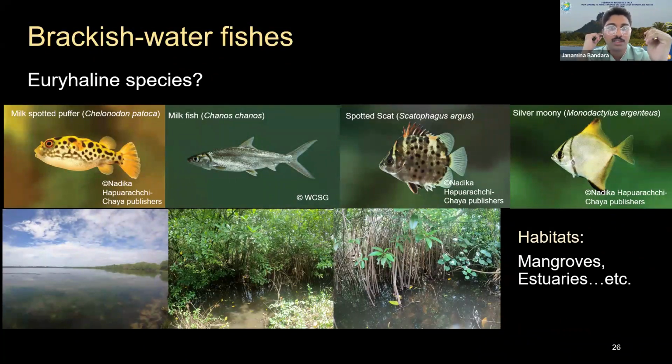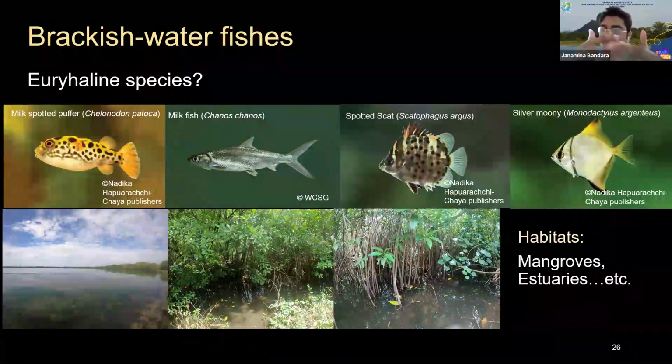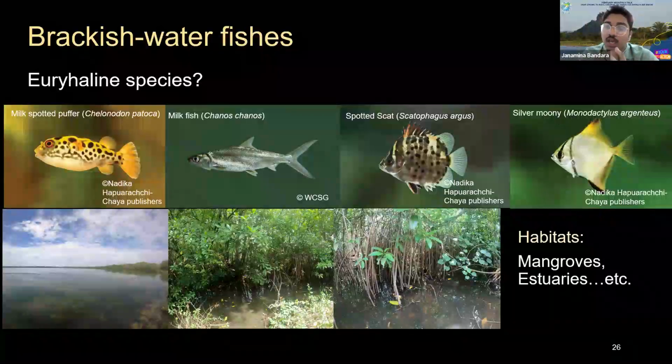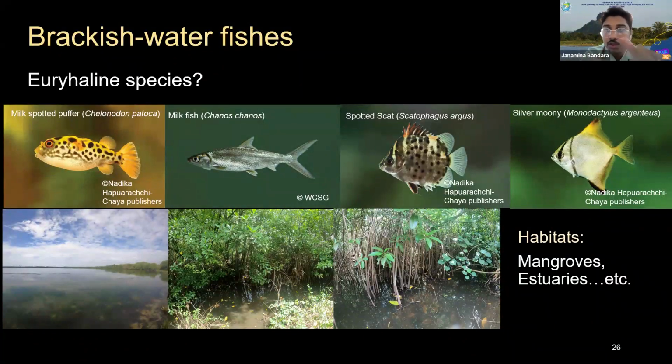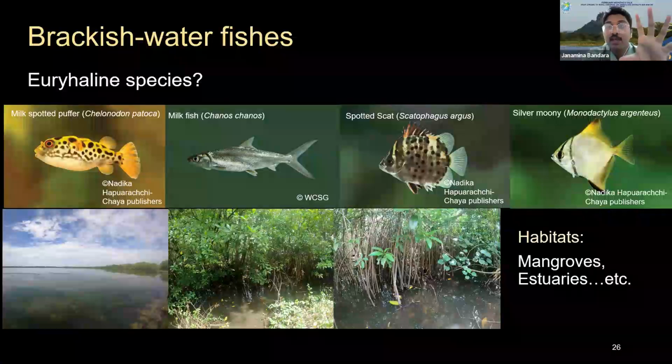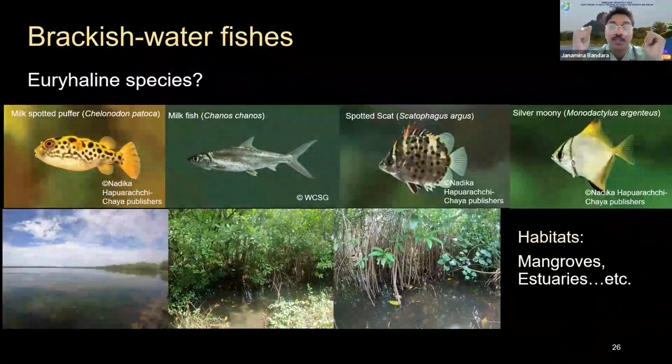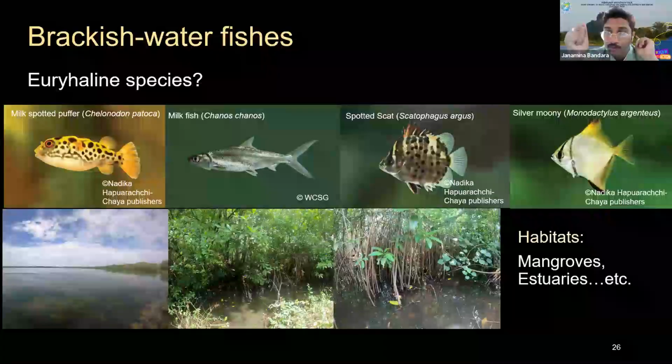So, well, these brackish water fishes, aren't they the same as the freshwater fishes, but just move here and there? No, no. Actually, in brackish water ecosystems, when the salt water and the fresh water mix, in ecosystems such as the estuaries and the mangrove habitats, basically you can find very unique species there. So you can see some photographs, right? The puffer fish and the spotted scat and the silver moony. So these species, especially the Chanos, is a really important fish for the livelihoods of the people.